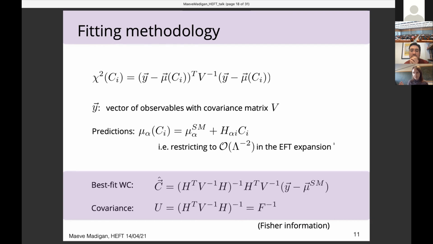And so that's one of the downfalls of this method, that we can't go to higher order in the EFT expansion. But what we lose in that restriction, we gain in the fact that this is an analytic method. We can solve analytically for this best fit Wilson coefficient as well as the covariance matrix. So they're just given by this expression here. The covariance matrix is just the inverse of the Fisher information. And this makes this method quite quick to use.